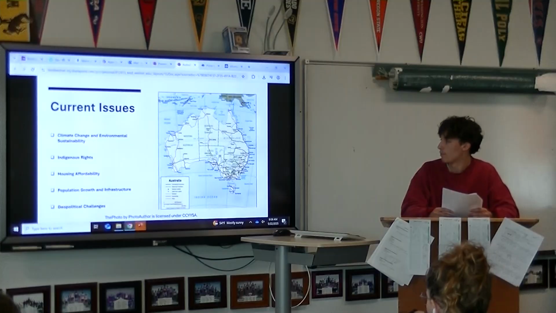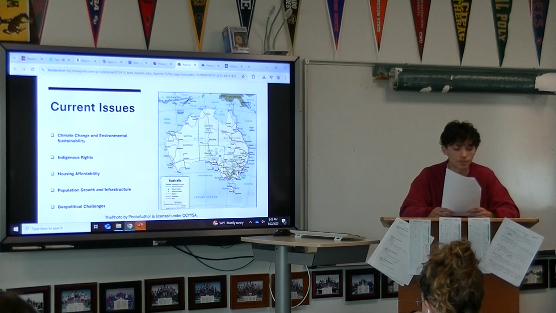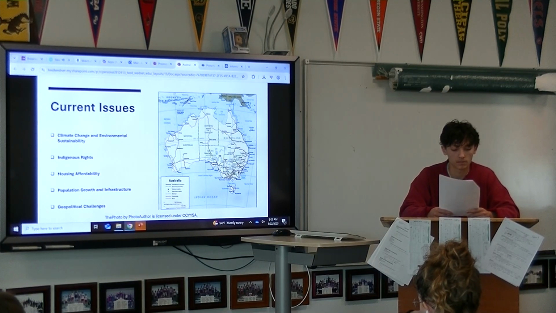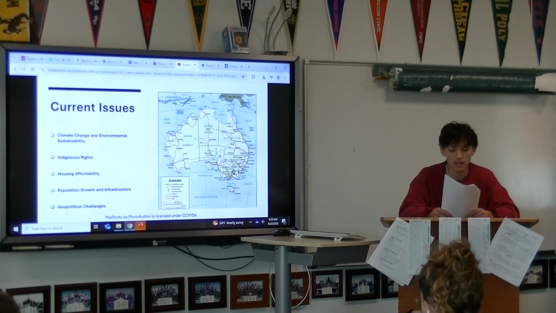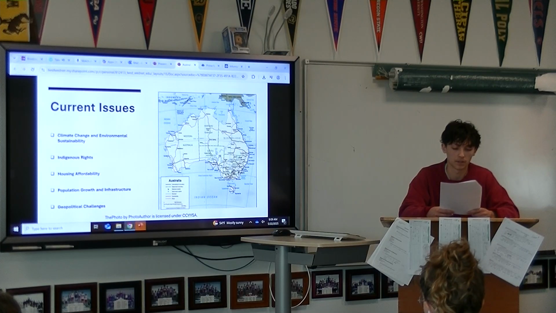Here is a map of Australia and their current issues. Australia faces several pressing challenges. Like almost every country that's gone so far, climate change is at the top of the list. The nation is experiencing an increased frequency of extreme weather events, including floods and bushfires, necessitating robust environmental policies.